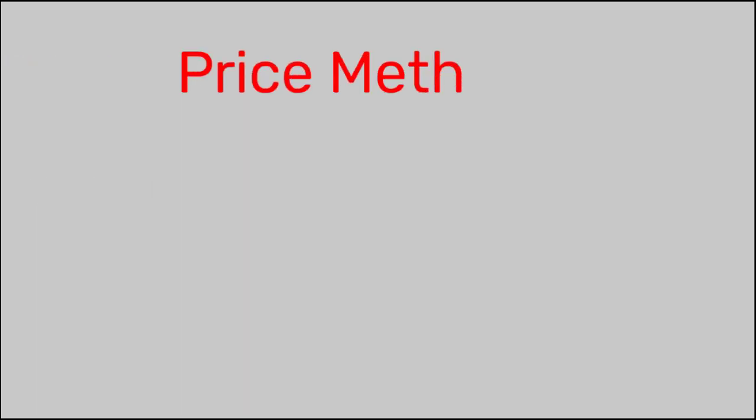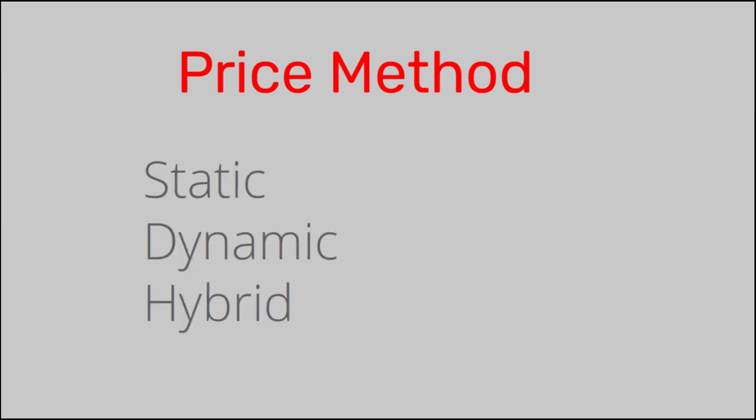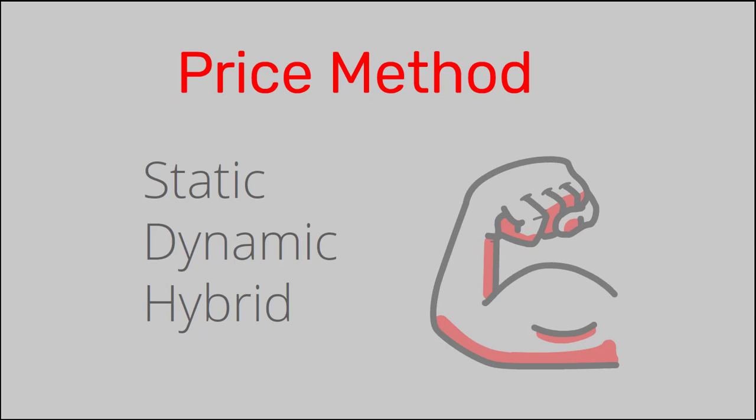Price methods. When you use RPM, you decide what price method you want to use. It can be static, dynamic, or hybrid. This tells RPM whether you want to tell the system to go find the best price or specify which price schedule to use. It's just another way RPM is flexible.